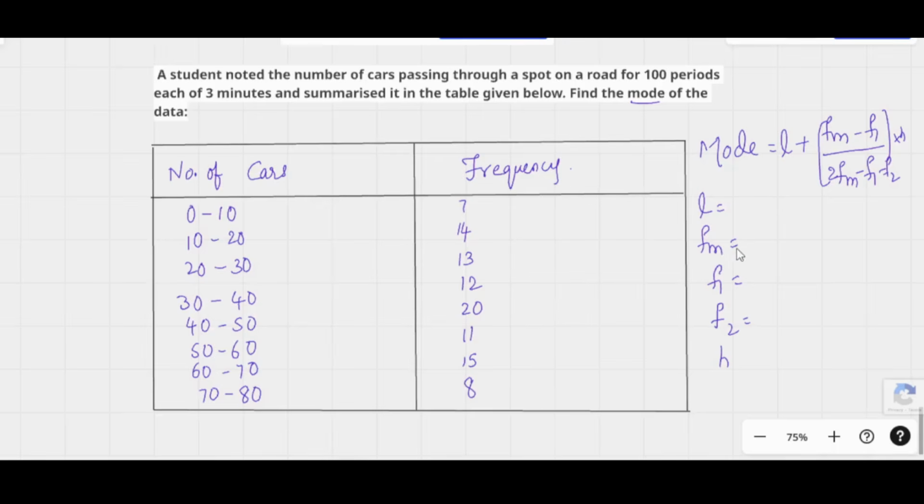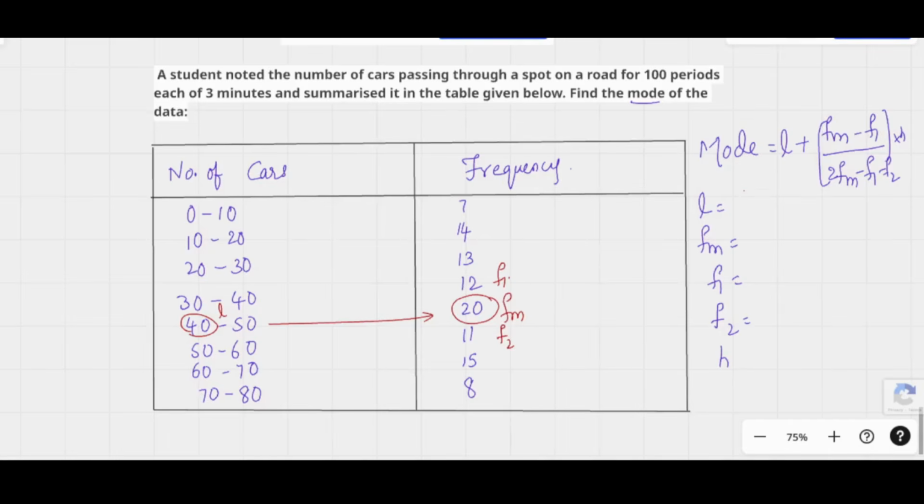What is Fm? The frequency of the mode will be the maximum frequency. Here, what is the maximum frequency? That is 20, so this will be our Fm. The preceding one will become our F1 and the succeeding one will become our F2, and the lower limit will be exactly the straight one. So it is 1, 2, 3, 4, 5, the fifth one. This is our lower limit, exactly the straight class interval. H is the difference between the class intervals. It is 20 minus 10, that is 10.